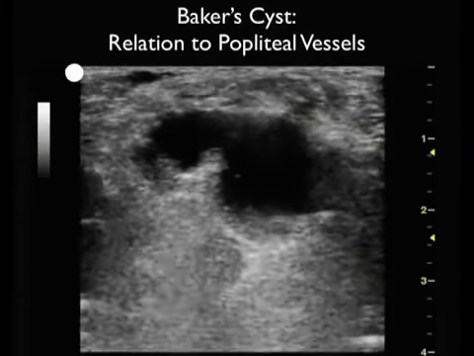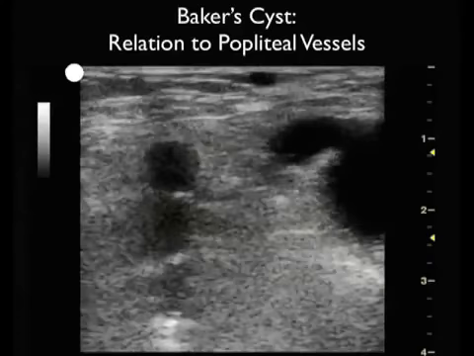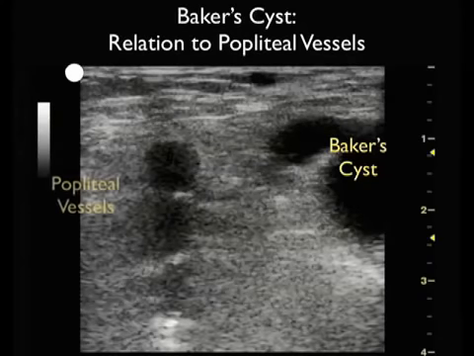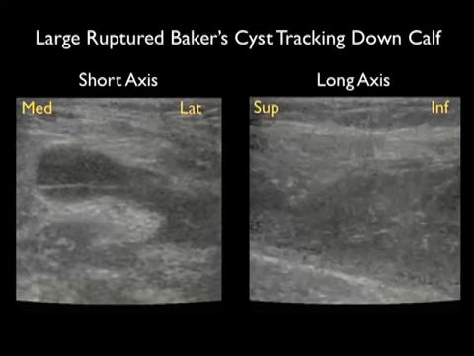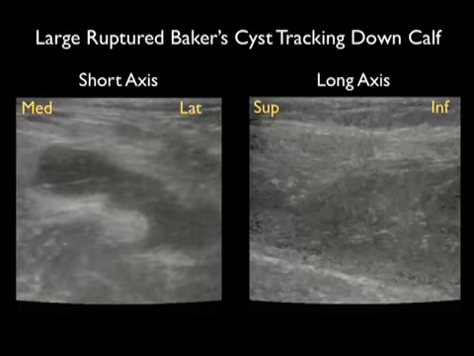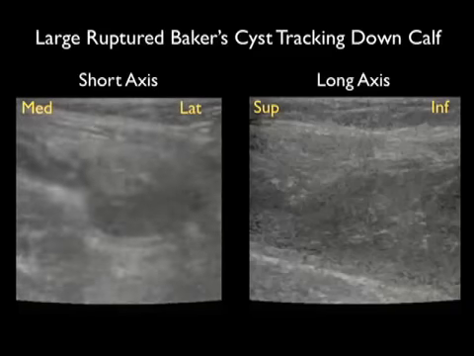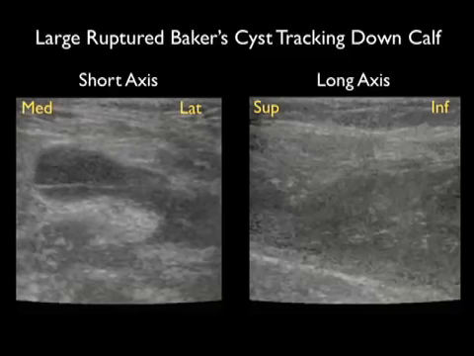Here we see the single superficial Baker's cyst to the right in its relation to the popliteal artery and vein seen deeper on the image and to the left. And note that they have very different appearances, that the Baker's cyst is a single structure in contrast to the paired popliteal vessels. In this video clip, we see a large ruptured Baker's cyst tracking down the calf and closely approximating a DVT on clinical examination.